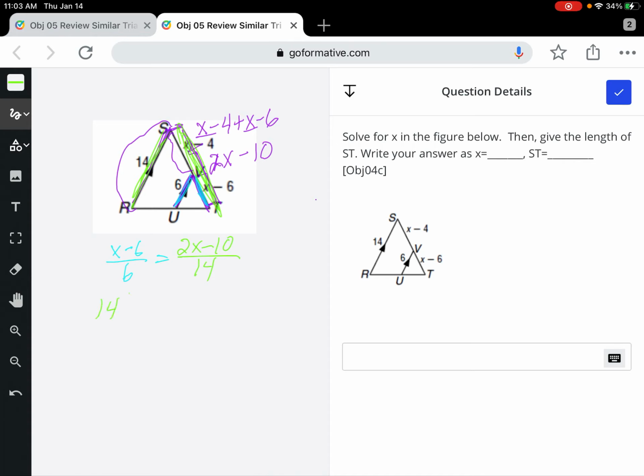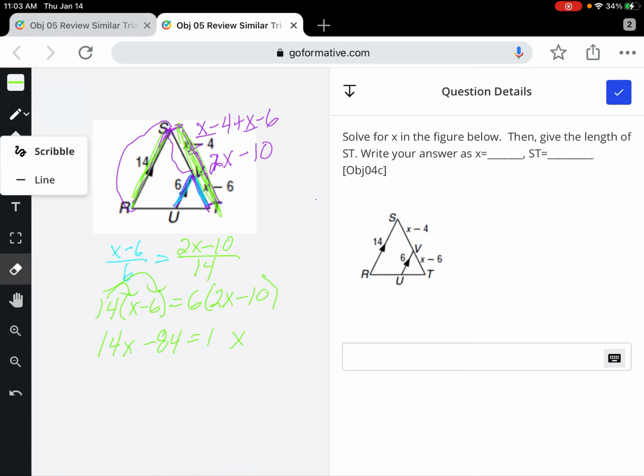And I have to cross multiply. So this is going to be 14 times x minus 6 is equal to 6 times 2x minus 10. I do distributive property. 14x minus 84 is equal to 12x, that's supposed to be a 12. Pen's not working very well. So 12x minus 60.